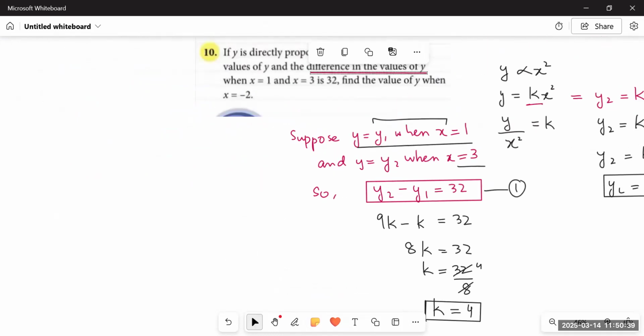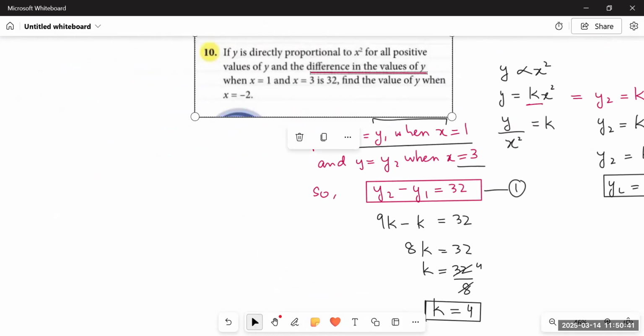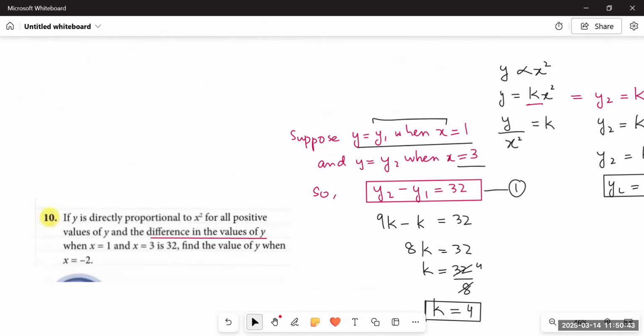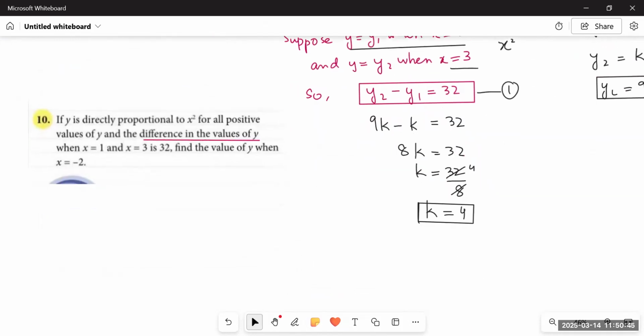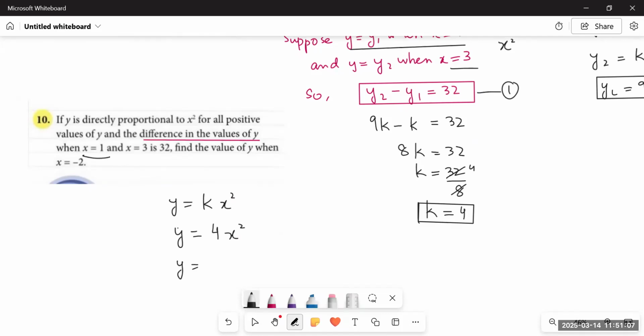What was the question? Let us read the question once again. It says, if y is directly proportional to x square for all positive values of y. So let us take y is equals to kx square, where k is equals to 4. So this is the equation that we have to use. Then they are providing us the value of x is equals to 1. So we will substitute the value of x as 1 here.